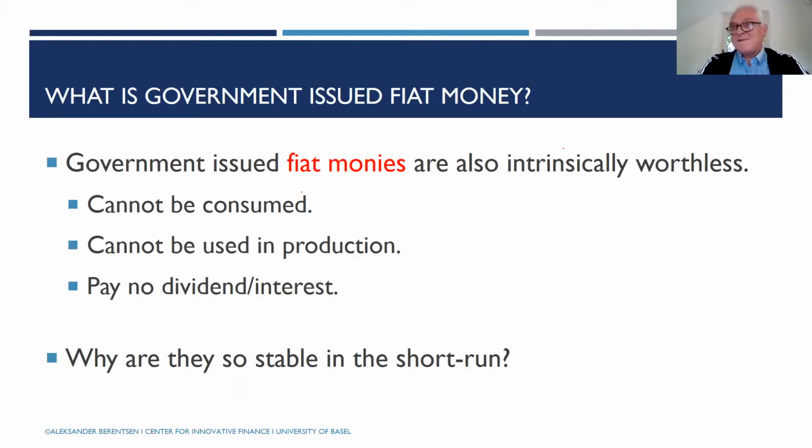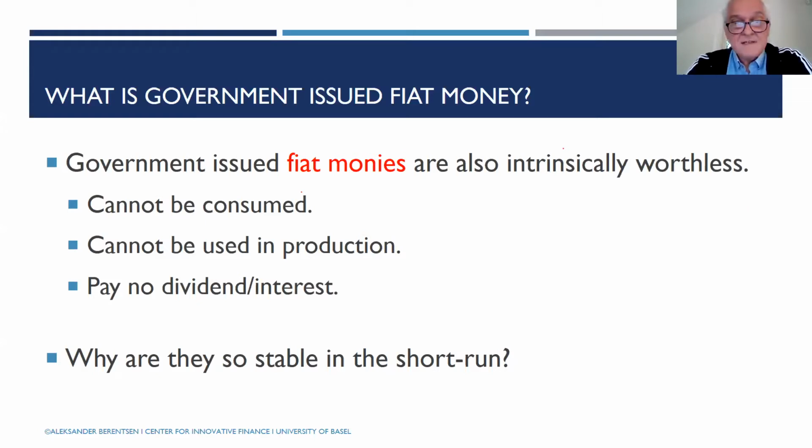So government-issued fiat money is also intrinsically worthless. You cannot do anything with the dollar. You cannot clean your ass, you know? Well, you can take a banknote, but otherwise it's completely useless. You can't eat it, you cannot feed it to your cows. It cannot be consumed, cannot be used in production, pays no dividend, no interest. So it's also intrinsically worthless. But nevertheless, as we just saw, the US dollar is pretty stable, right? The Swiss franc too. The reason is they have a stability mechanism. Bitcoin has no stability mechanism.